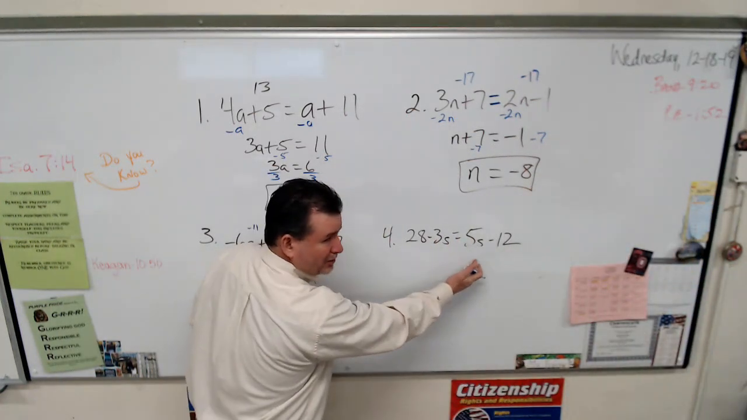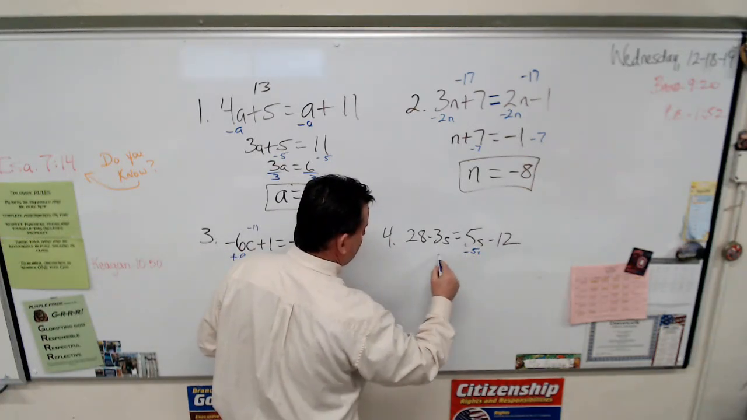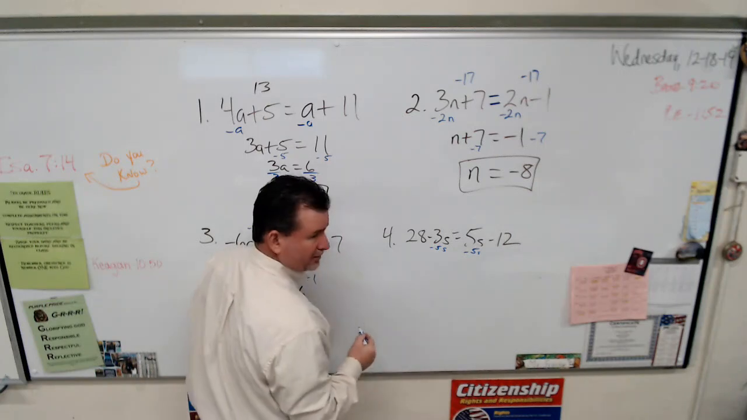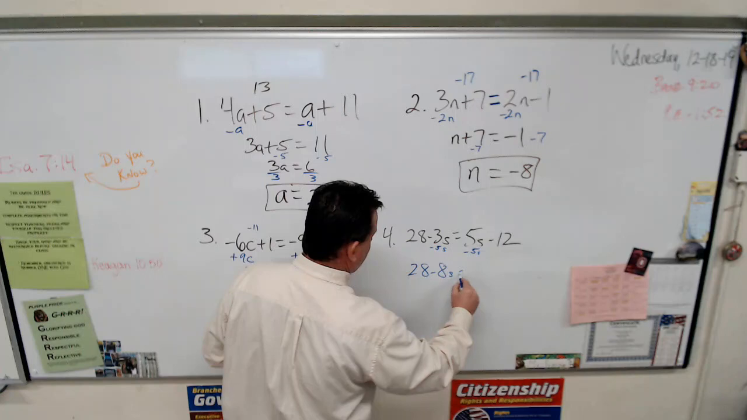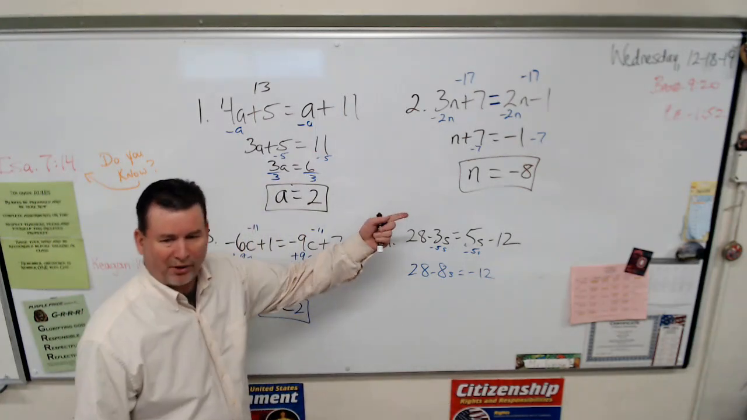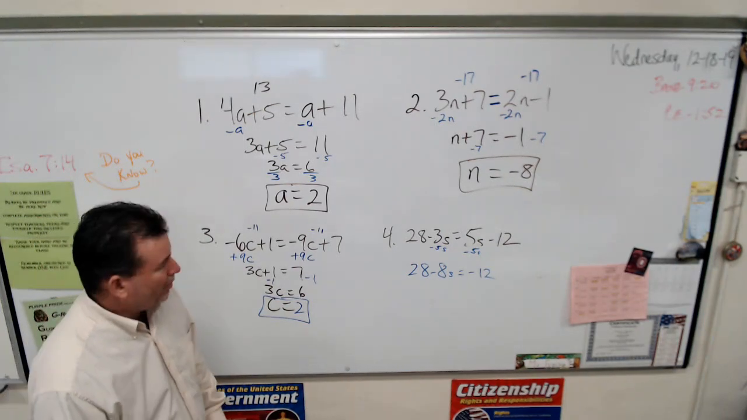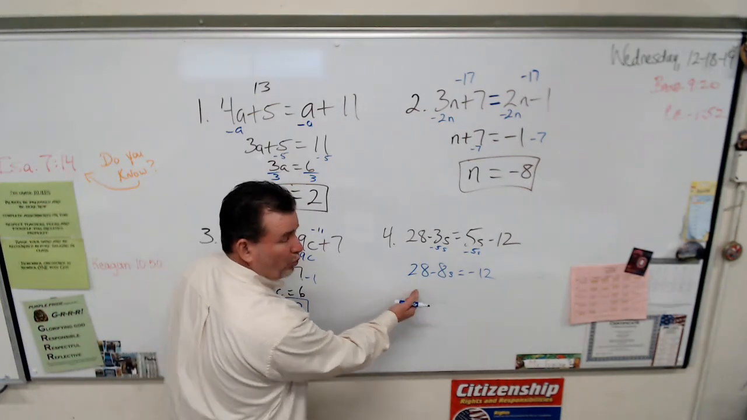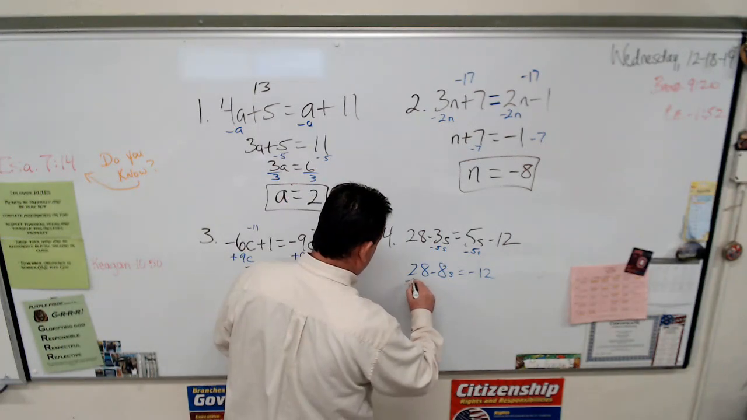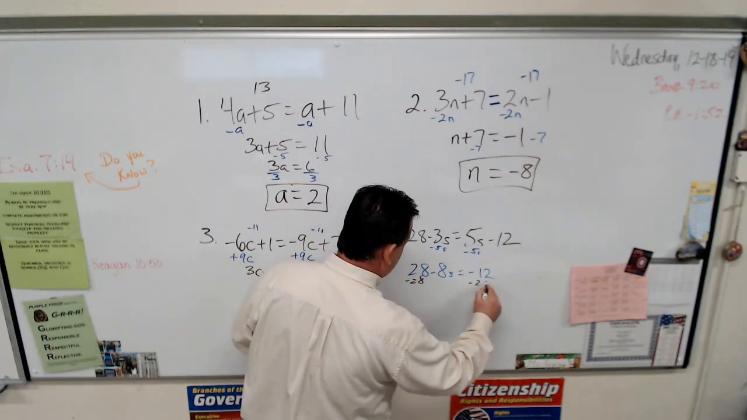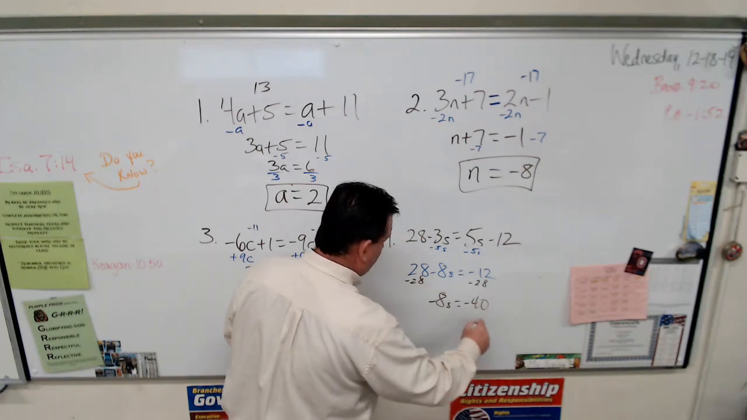Now I'm going to bring my S's over here. Ready? Minus 5S, minus 5S. That leaves me with 28 minus 8S equals negative 12. Do you see why I put it on the right in the first place? I don't have to deal with all these negatives. Then what would I do? I would get rid of the 28 by subtracting. And that would leave me negative 8S equals negative 40.